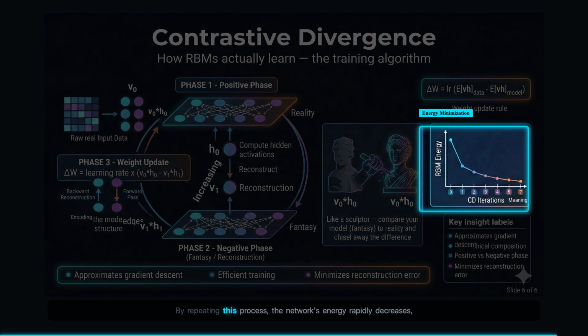By repeating this process, the network's energy rapidly decreases, and it becomes exceptionally good at modeling the underlying probability distribution of the data.